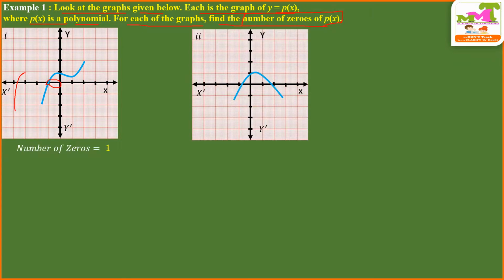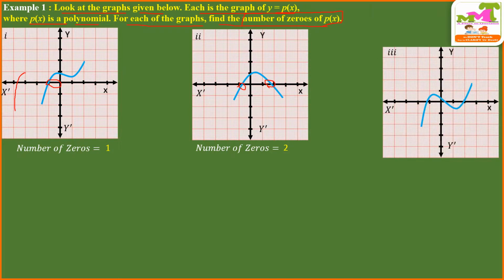Come to the next part. In this graph, how many times is it touching? It's touching 1, yes, 2 times. So the number of zeros equals 2. And the third graph, we have once, twice, and yes, thrice. Great. So number of zeros equals 3.